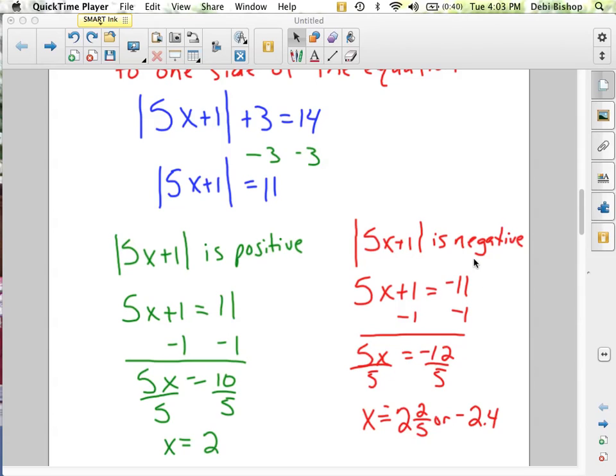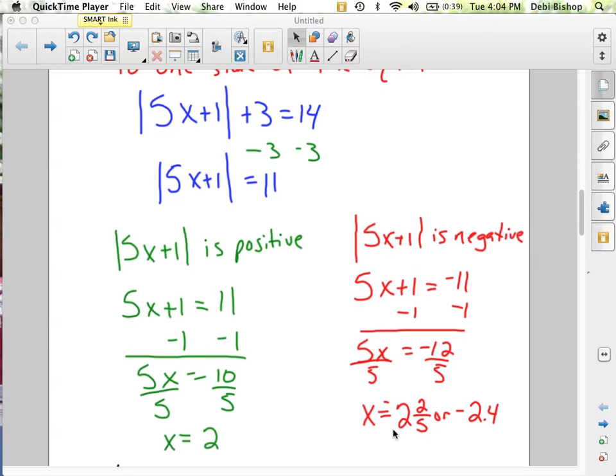Now, if it's negative, we would do the same thing. 5x plus 1 equals negative 11. Subtract 1 from both sides. 5x equals negative 12, divided by 5. So x equals negative 2 and 2/5, or negative 2 and 4/10, 2.4.